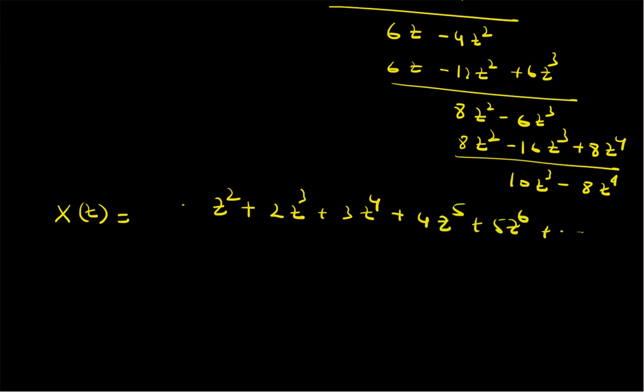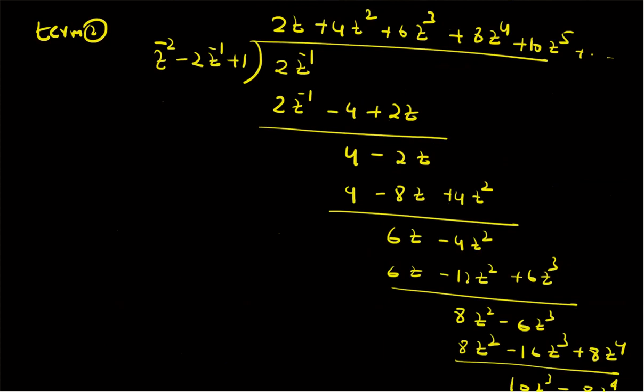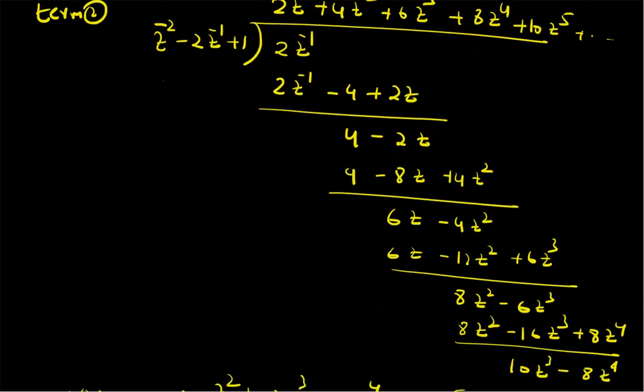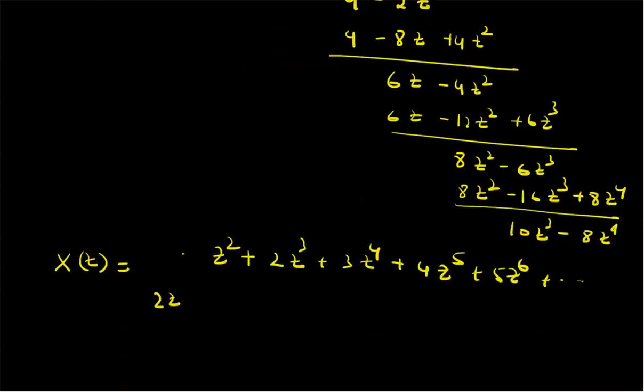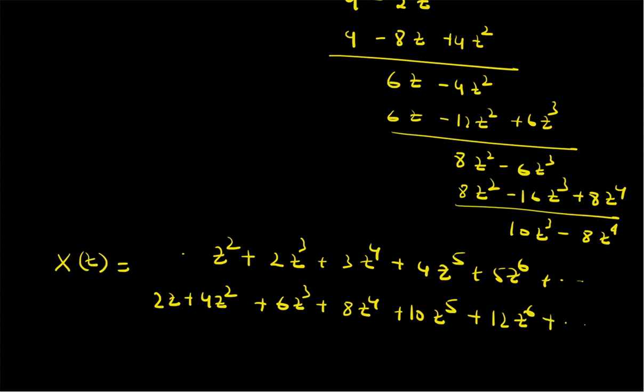And for the second term, we have 2z, 4z square, 6z cube, 8z power 5, and so on. That is 2z plus 4z square plus 6z cube plus 8z power 4, 10z power 5, then 12z power 6, and so on.